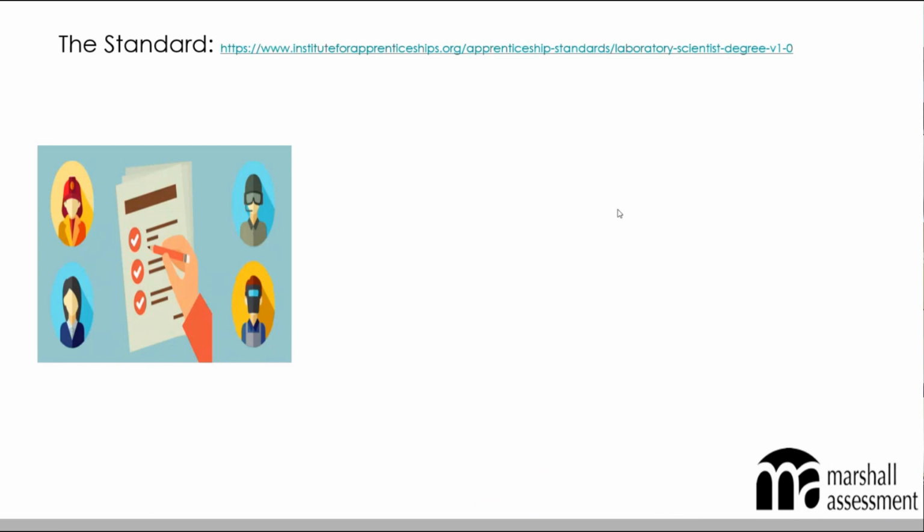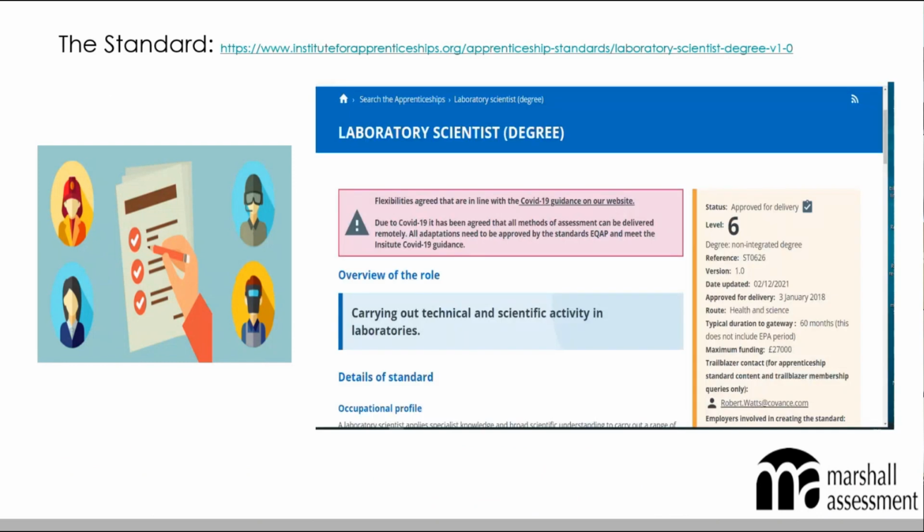This is your apprenticeship standard. So this is the standard that the apprentices are enrolled on. This is the level 6 laboratory scientist standard. And there's a government website called IfATE, which is the Institute for Apprenticeships and Technical Education, where there's over 1,500 different standards. And the lab scientist is one of them. And it doesn't really matter.